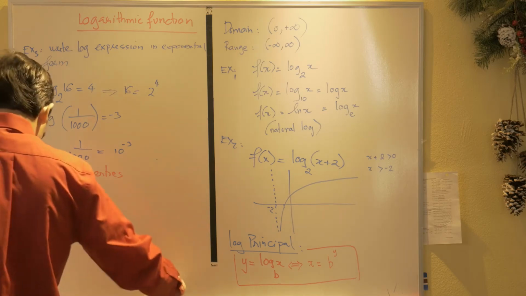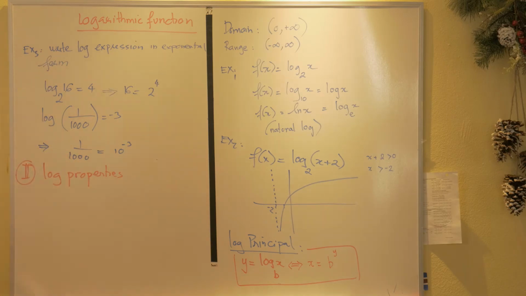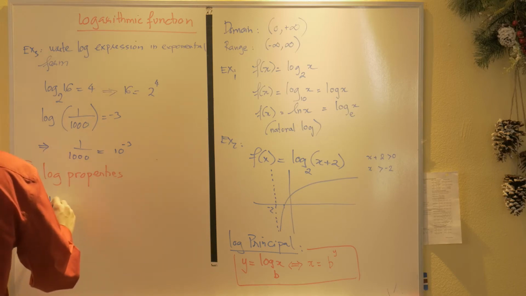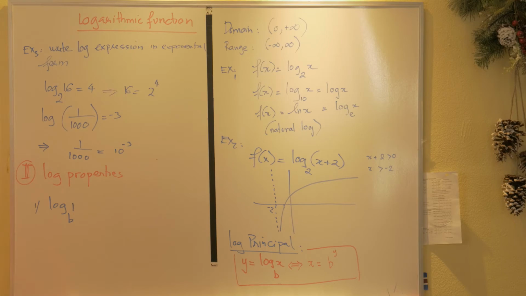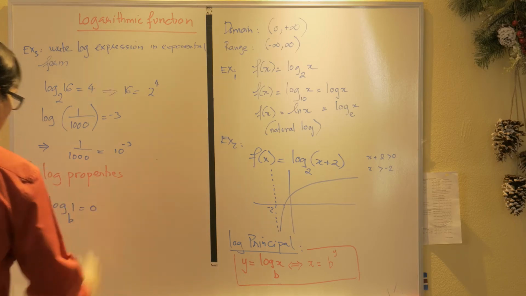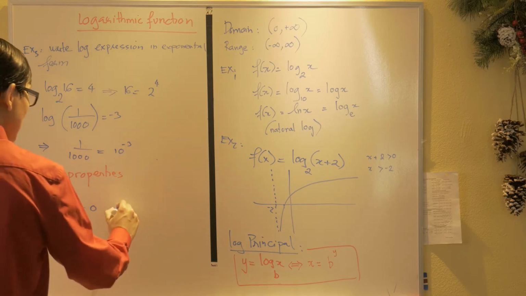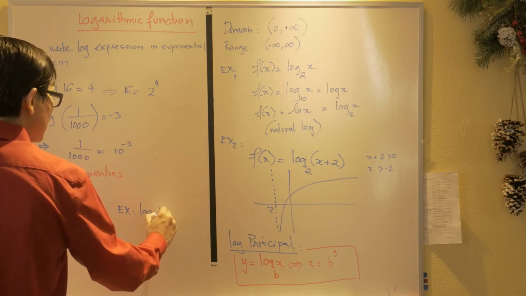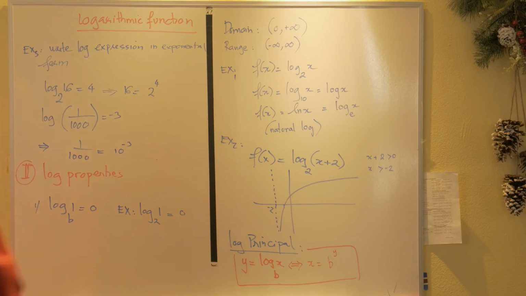Log properties. There are some properties you have to memorize. The first property is log base b of 1 equals 0. For example, log base 2 of 1 is 0. 1 is the argument, 2 is the base. That's one of the important properties for log.